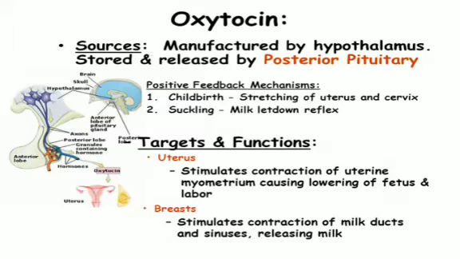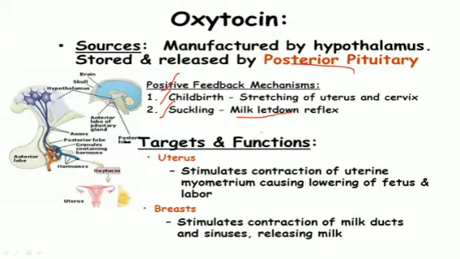Oxytocin is manufactured by the hypothalamus, like ADH, and stored and released by the posterior pituitary. It has a positive feedback mechanism in the body, like in childbirth and in the suckling process. In childbirth, stretching of the uterus and cervix stimulates oxytocin, and the milk letdown reflex also stimulates oxytocin.